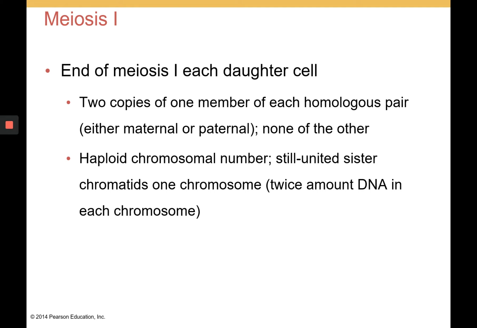So we'll have haploid chromosomal numbers in the cells produced at the end of meiosis 1. At the end of meiosis 1, we only have 2 cells, which will then go through meiosis 2 to produce 2 cells themselves, giving us a total of 4 daughter cells.